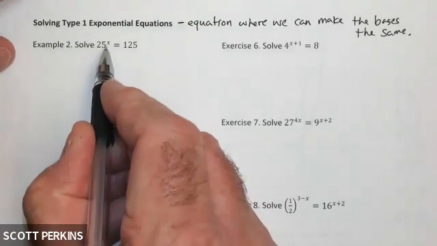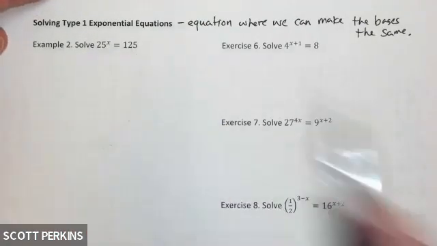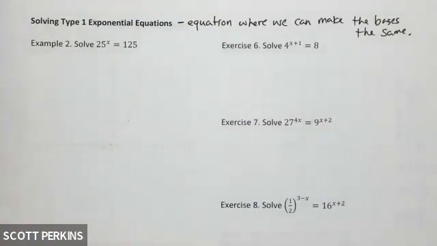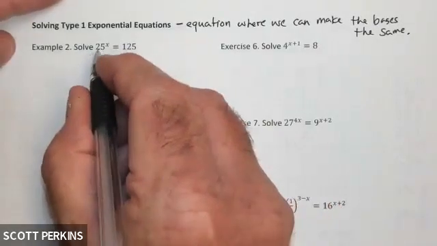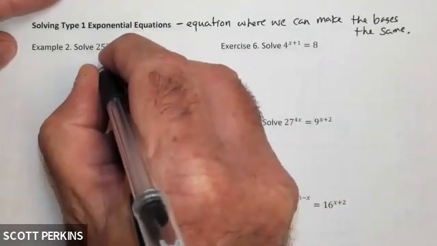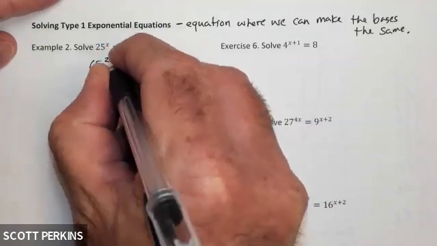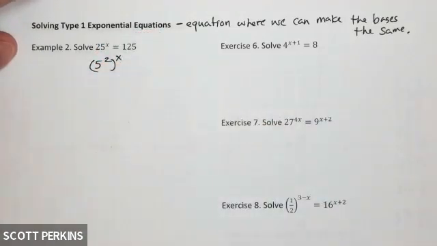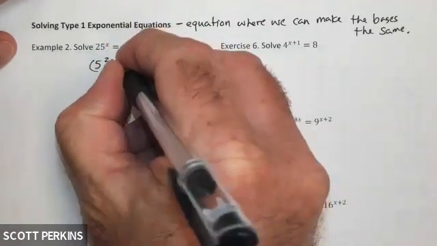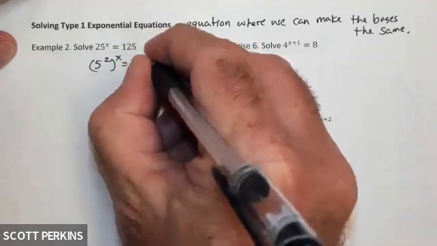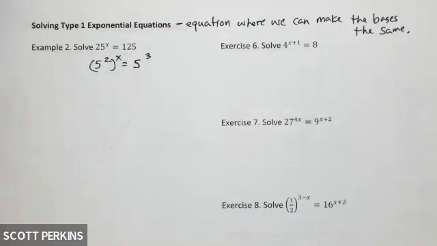So I've got 25 to the x power. I've got 125. What base can I write both of those numbers as? Both 25 and 125 can be written as base what? 5. Perfect. Great. Well done. So 25 is 5 to the second power. So I'm going to write that as 5 to the second, and then I've got my x. And then on the other side, 125 can be written as 5 to the third power.